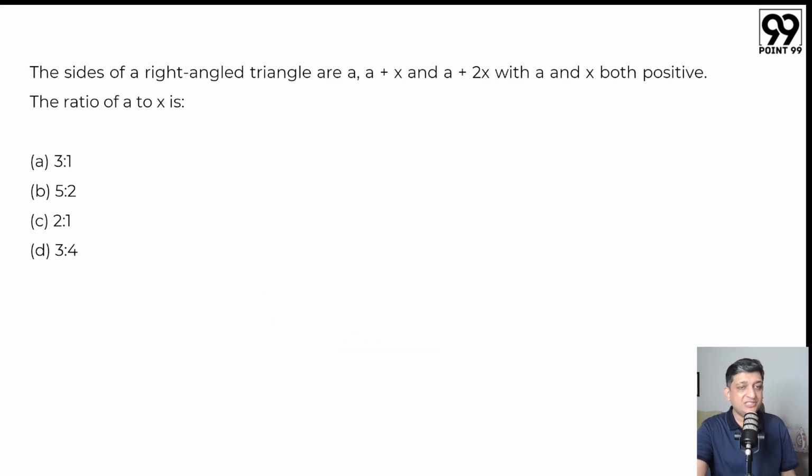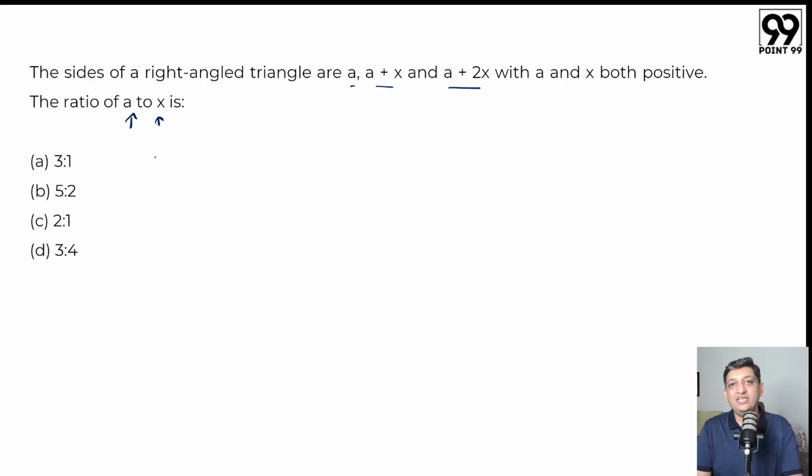Let's look at the next question. Now this is mostly something that you will be able to solve by observation. So try this, see if you are able to get it, and if you are able to get it, then great. You should pat yourself on the back and just move on to the next question. If you look at this one, there are two ways to do this. The sides of a right-angled triangle are a plus x and a plus 2x, with a and x being both positive. We have to find the ratio of a to x.